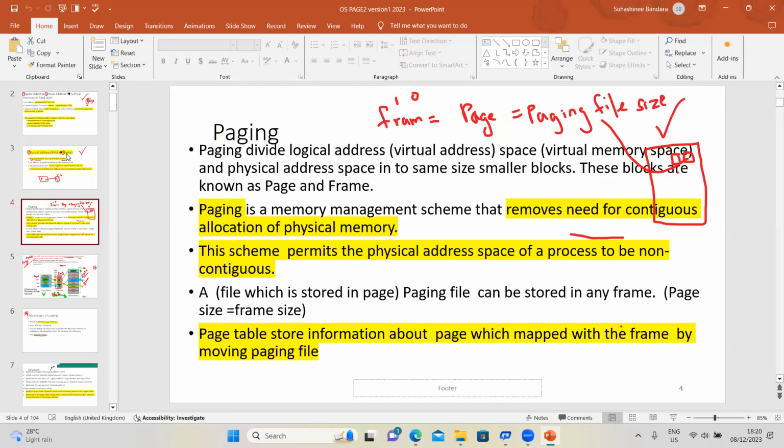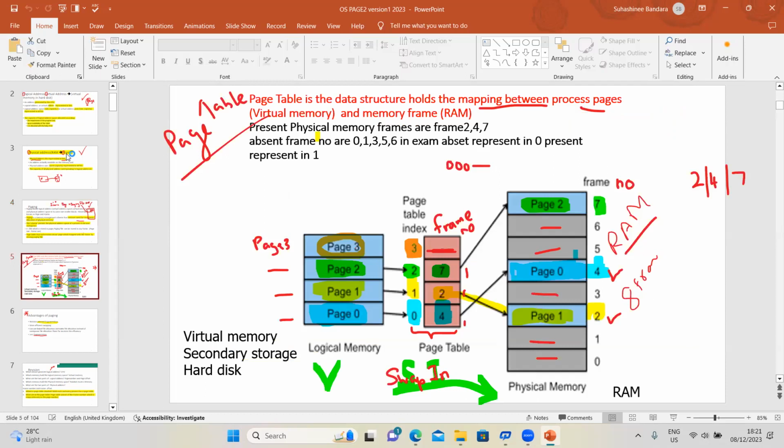Then paging means the frame size, the page size and the paging file size should be equal. Divide into equal size blocks, we call it paging. If it is in the RAM, we call them frames. If the block is in the virtual memory, we call them pages. The program file divided into same-size blocks we call the paging file. Then we discuss the mapping.